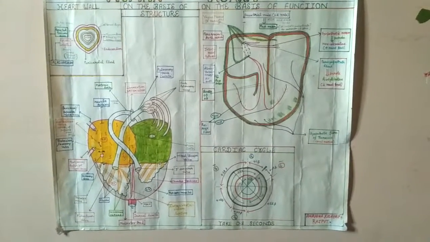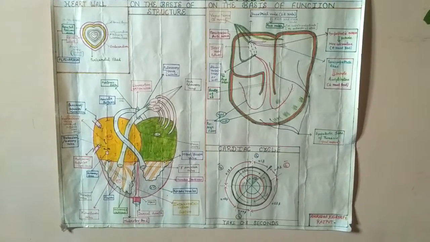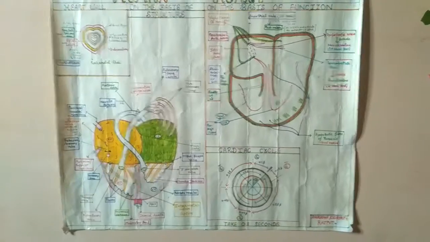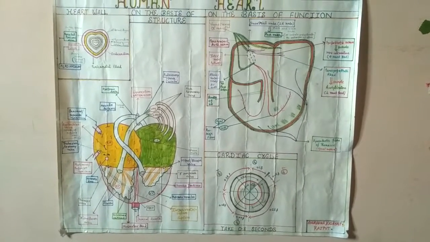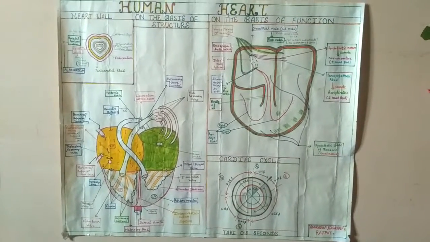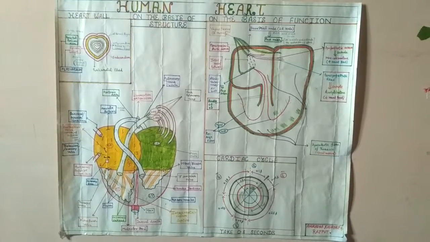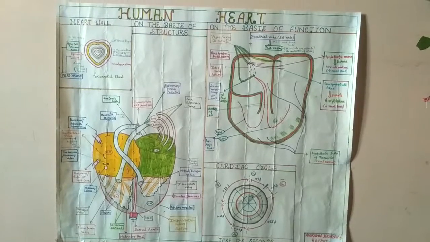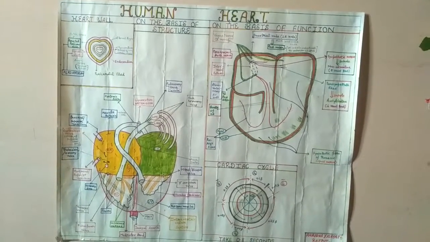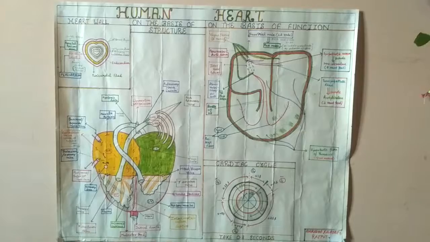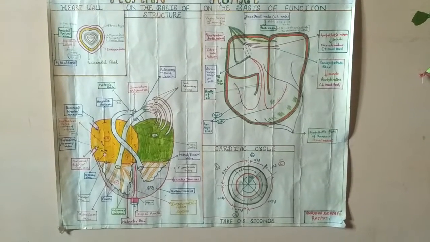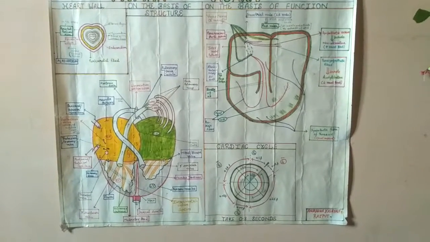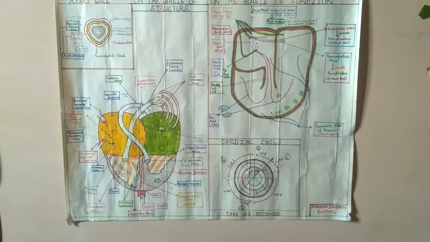Hello friends, welcome again. Today we will discuss the intrinsic conduction system of the human heart. In the previous video we discussed the human heart structure. We discussed how blood circulates inside the heart, how it is oxygenated through the lungs, and how it is circulated by the heart inside the body. So today we will discuss the contraction and relaxation of the human heart. So let's start with the video.